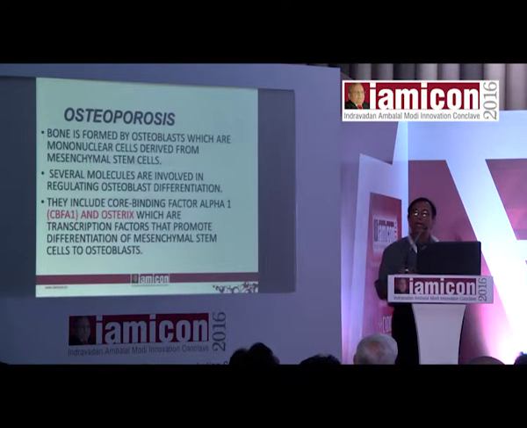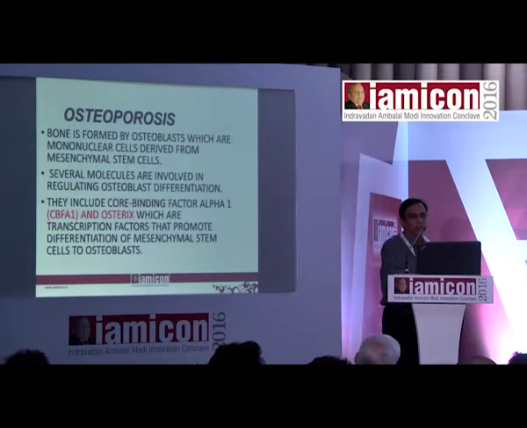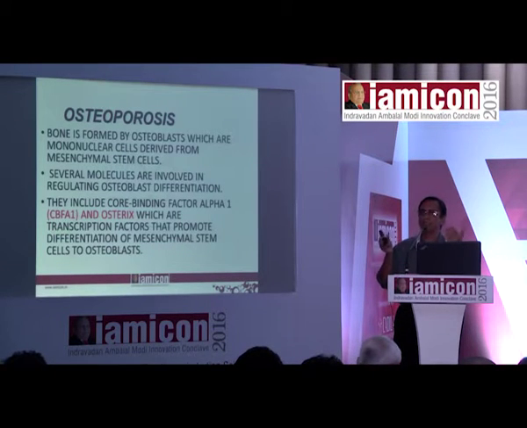That is, bone formation is by the osteoblasts. They are mononuclear cells derived from mesenchymal cells. So from mesenchymal stem cells, these are the molecules that regulate the osteoblast differentiation. Now the molecules are being stimulated. So those things are core binding factor alpha 1, CBFA1, and Osterix. These transcription factors promote differentiation of mesenchymal cells into osteoblasts. So this is the bone formation. That is the second situation we are talking about.